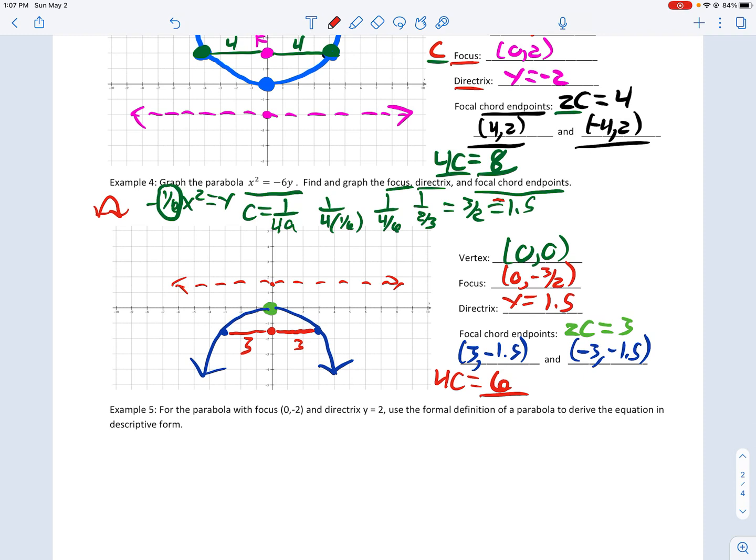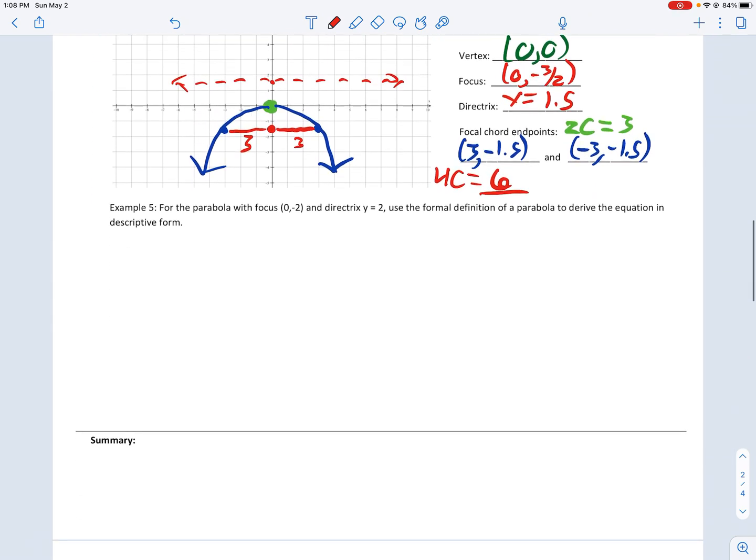So you want to know what c equals. And so notice we were putting this in standard form every time. So I divided by negative 6 to get y by itself. I always got it in the form of y equals something x squared. So I can figure out what my a value is. And then 1 over 4a, you've got to figure out what c is. Got to know the vertex and c. Those are 2 things you have to figure out. And then you can get the rest from all of that.